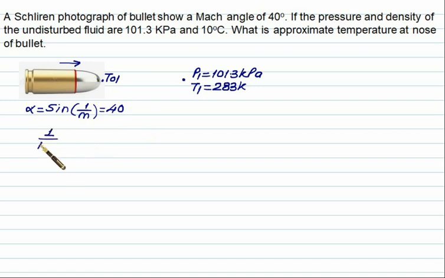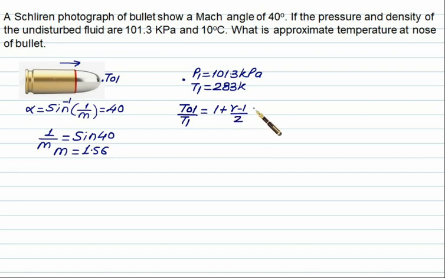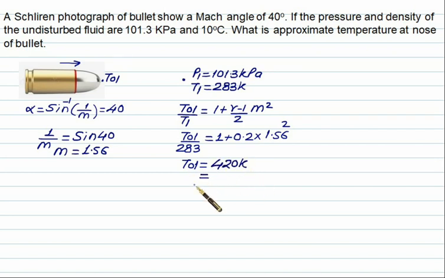So we have 1 by M equal to sine of 40 degrees. In that case, we will get the Mach number equal to 1.56. Since we know the static temperature, we are able to calculate the stagnation temperature T01. So we have T01 by T1 equal to 1 plus gamma minus 1 by 2 Mach number square. T1 is equal to 283 Kelvin, times 1 plus, we'll take gamma equal to 1.4, so 1.4 minus 1 divided by 2 is 0.2, times the Mach number 1.56 squared. So we can calculate the stagnation temperature T01. That is very close to 420 Kelvin, which is approximately equal to 147 degrees Celsius.